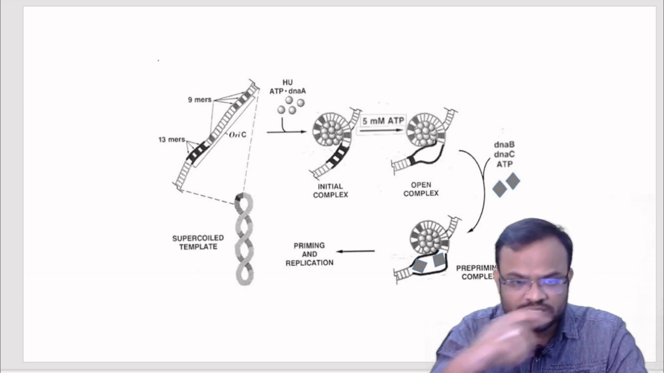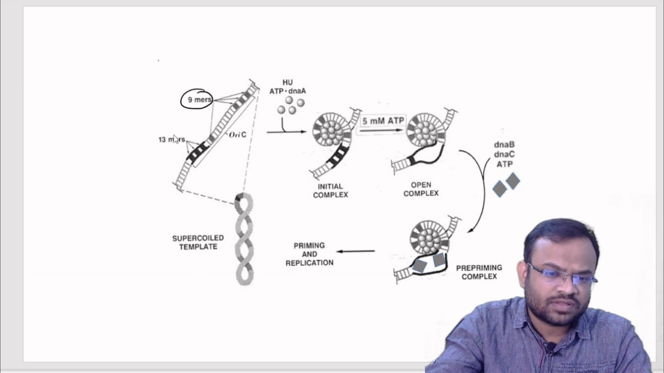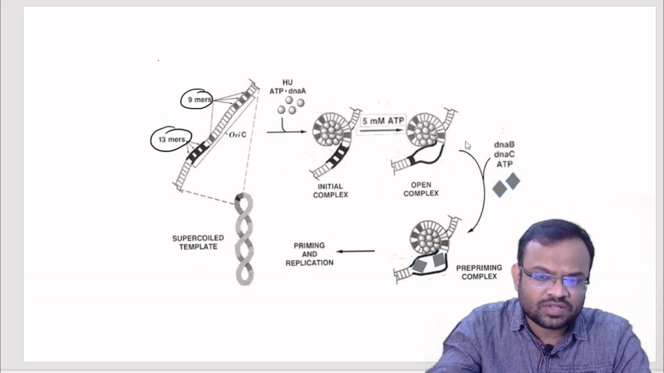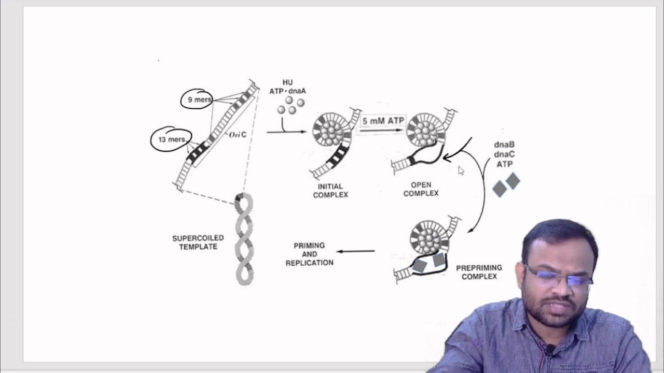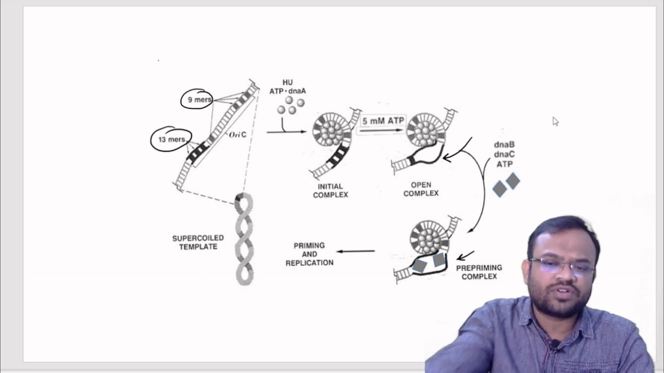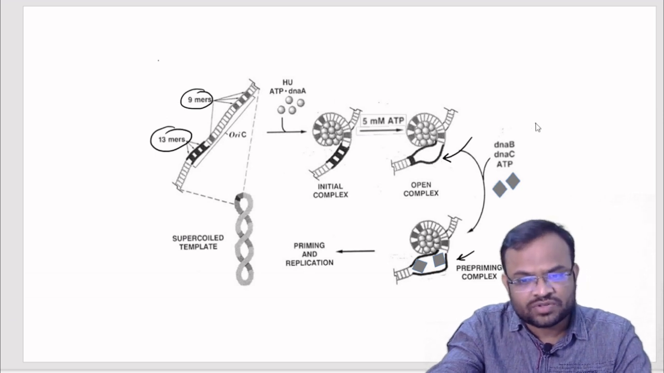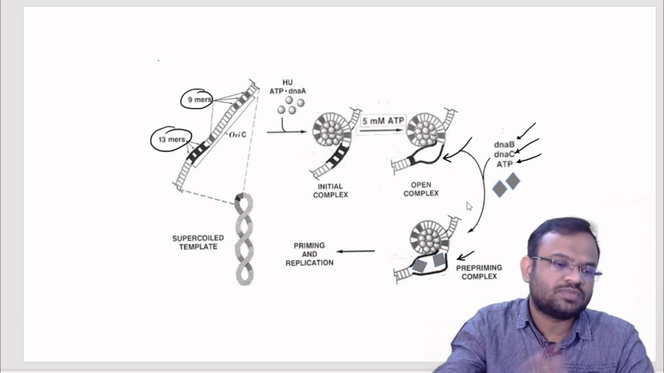Okay, now coming to this photograph, you can see that this is the 9-mer region, this is the 13-mer region, and what happens in the 13-mer region, you can see over here that basically it forms an open complex. So you can see this is the open complex over here, and the primer is also present where the primer formation takes place. And do you know what enzyme forms the primer? DNA G. So DNA B is present over here, DNA C is present over here, ATP is also used. This is basically the entire thing.